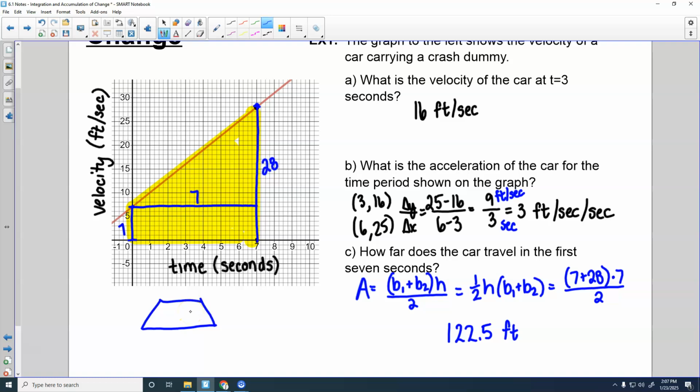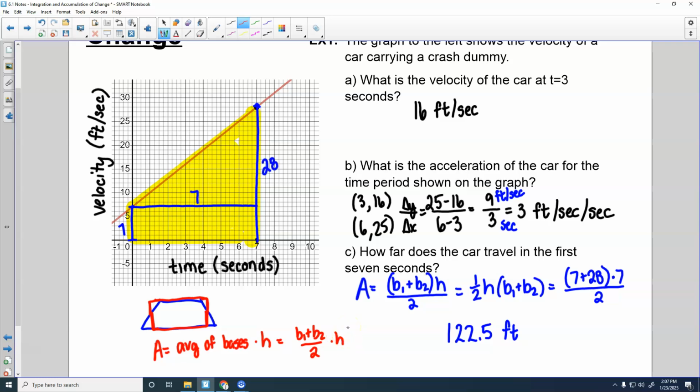Whenever you're finding the area of a trapezoid, what you're really doing is cutting off this piece right here and this piece right here and adding them right here to make a rectangle. So the area of a trapezoid is the average of the bases times the height. The average of the bases is base 1 plus base 2 divided by 2, and then you multiply by your height.